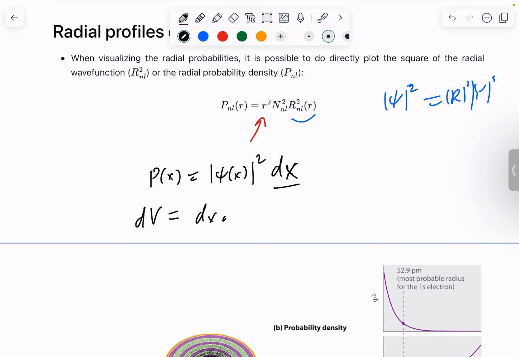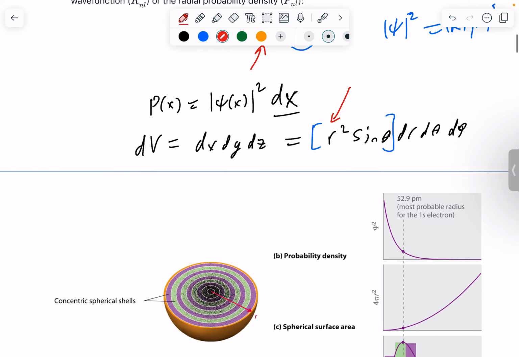In Cartesian, it's going to look like dx, dy, dz, so you just have to square the wave function and that's it. But if you're working in spherical coordinate system, you're going to have this extra factor that must be carried over. We're talking about this guy, r squared sine theta. And since we're looking only at the radial part, we're going to focus on this factor. So we must carry the r squared.